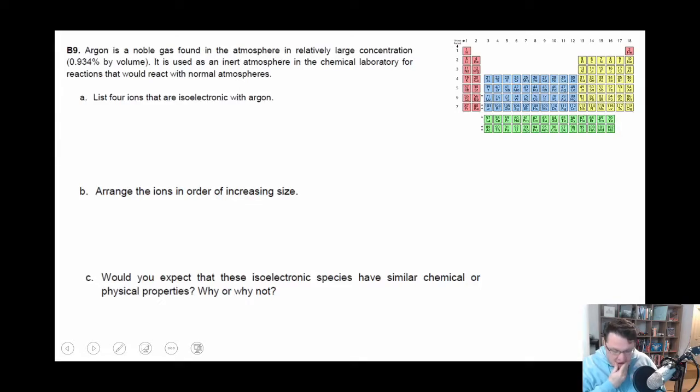B9. Right. So B9 talks about argon. And so the first question is, list 4 ions that are isoelectronic. As I had mentioned in one of the previous parts, isoelectronic just means that it has the exact same electronic configuration. But now what we're looking at are ions that are isoelectronic with argon, that have noble gas configurations. There's a ton of possibilities based off the periodic table. I just gave on the answer key 4 that are the closest and easiest to work with.